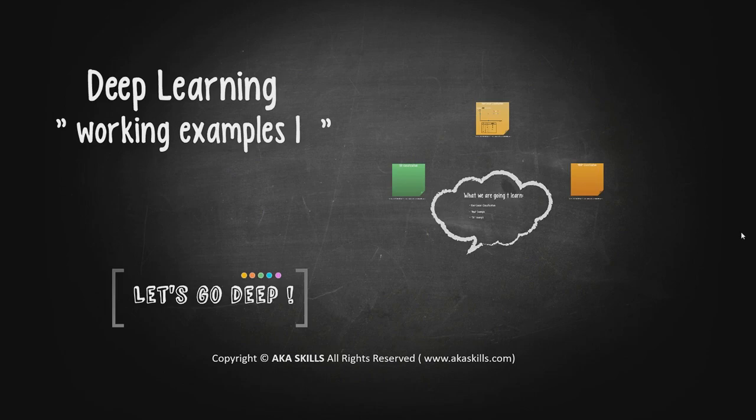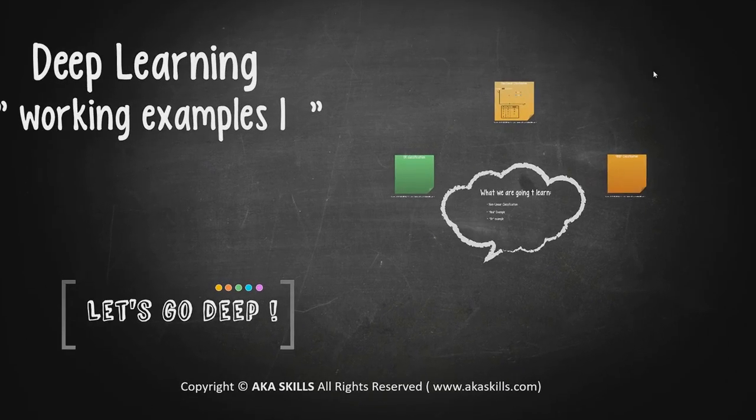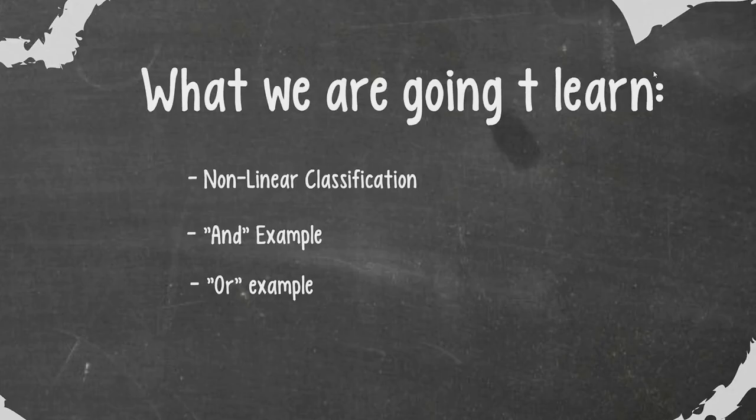As I promised you in the previous video, I always fulfill my promises. I'm going to show you some really easy examples to get a better intuition of how deep learning, specifically neural networks, work with simple architectures. So in this video, we are going to talk about nonlinear classification, some problems to solve, and the AND example and the OR example.